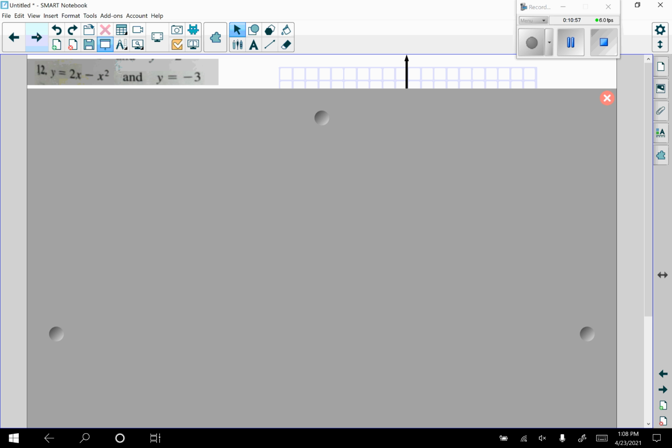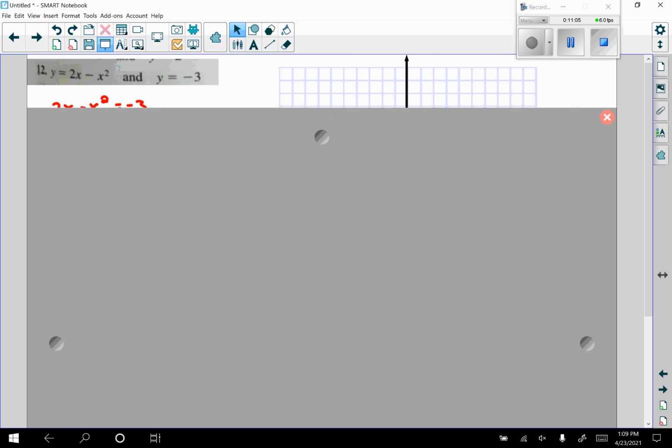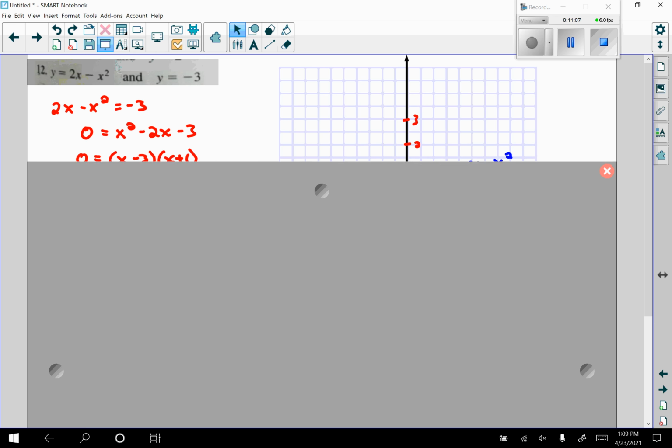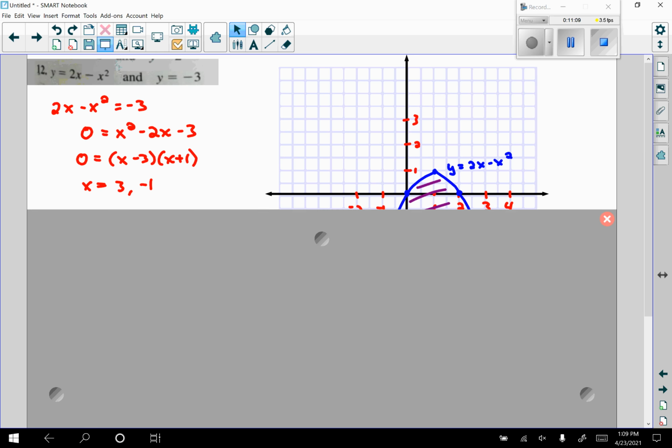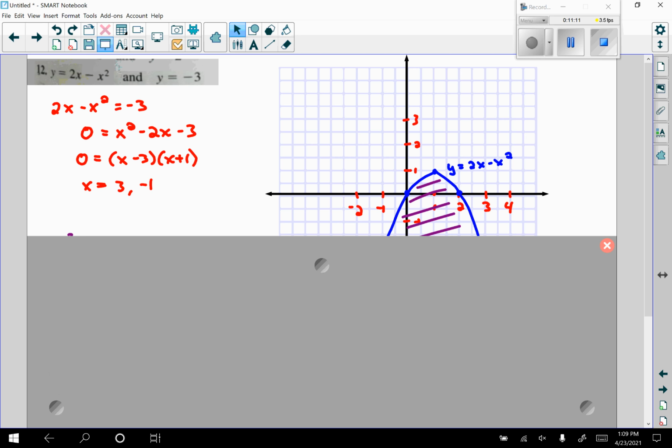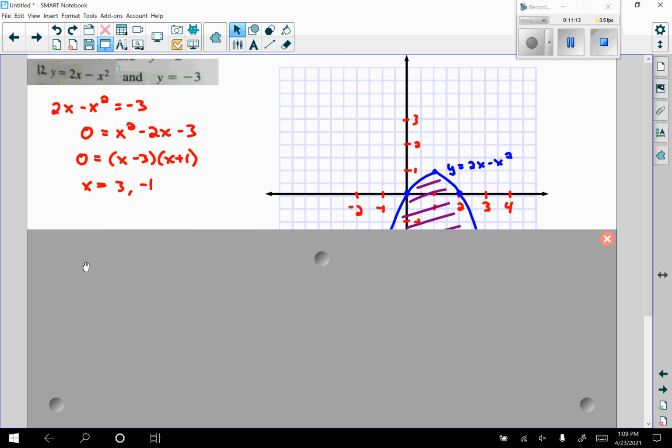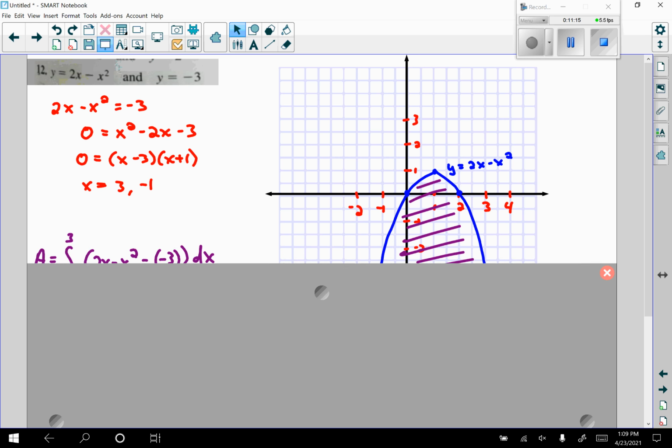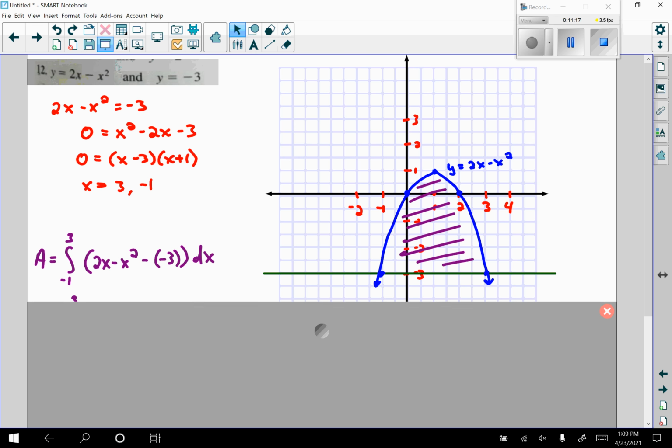Alright, now for 12, 13, and 14 we had to sketch the graphs. We also needed to find the x values of the point of intersection. So just showing you for number 12, I set the two functions equal to each other. So they intersect when x is equal to -1 and 3. So then over here I went ahead and graphed them. So in purple here, this is the area we need to find.